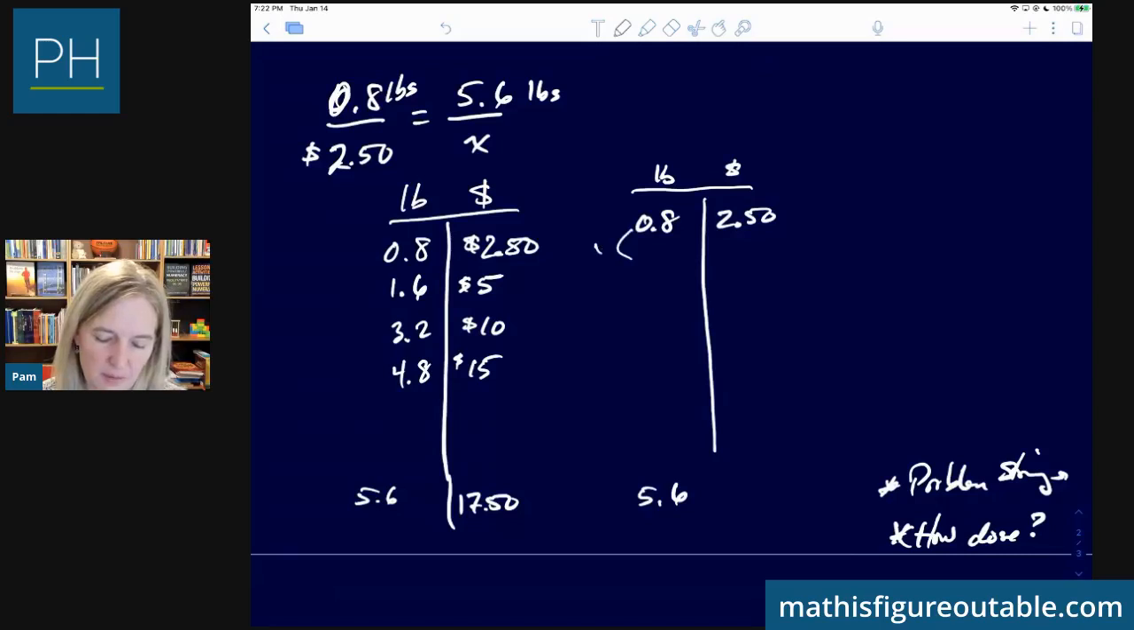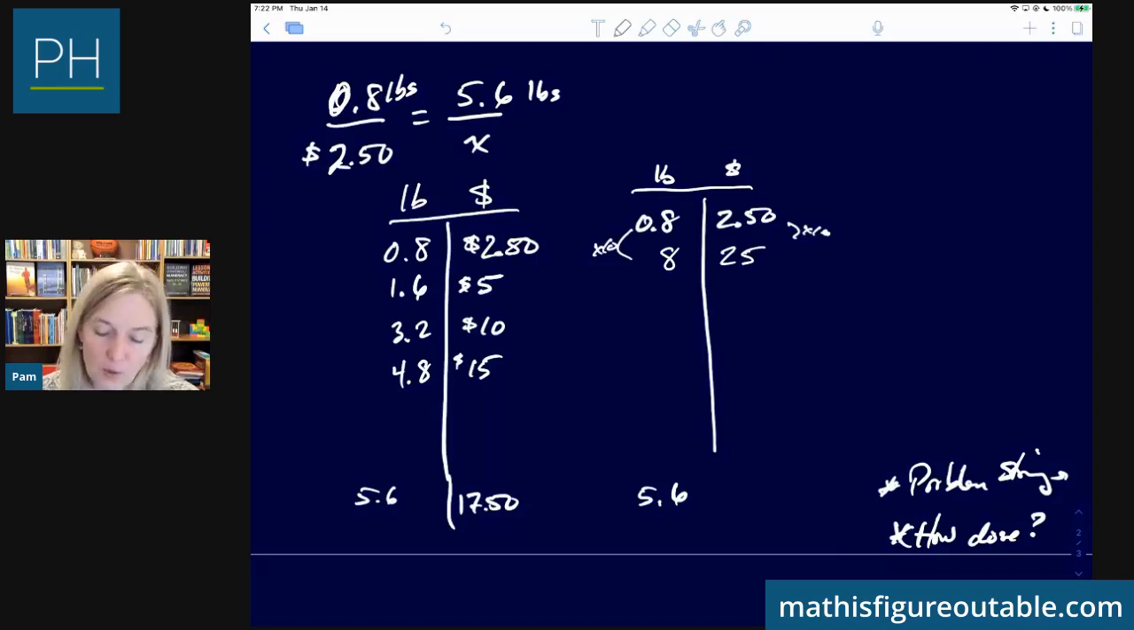Could a kid think to themselves, you know what? I'm going to scale this up times 10. Why would they do that, Pam? Well, now I've got 8 pounds for $25. Is that right? 8 pounds for $25? Yeah. Nobody's put a comment. You guys are all staring at these decimals like, whoa, those are intense.